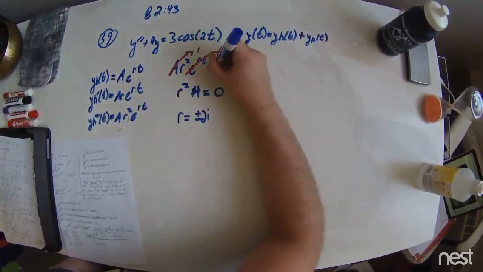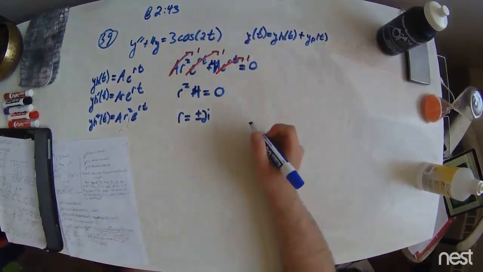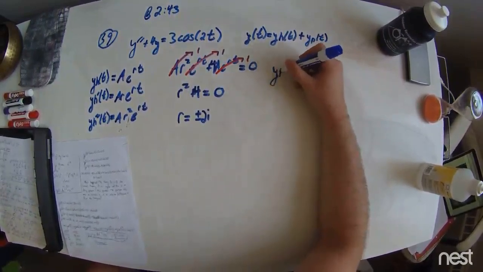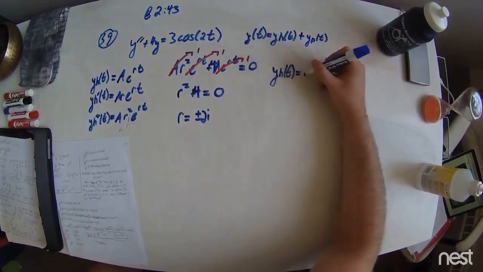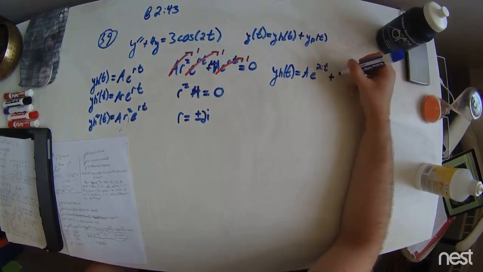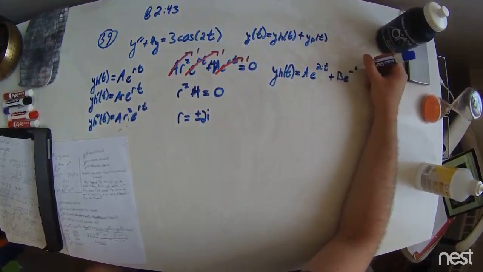Sorry about that. Did some math wrong. So now we have y homogeneous of t equal to a e to the 2it plus b e to the minus 2it.